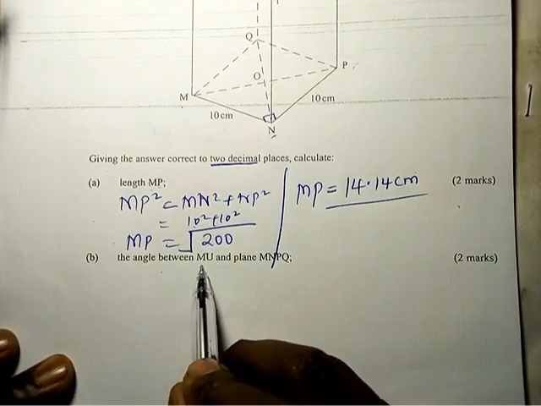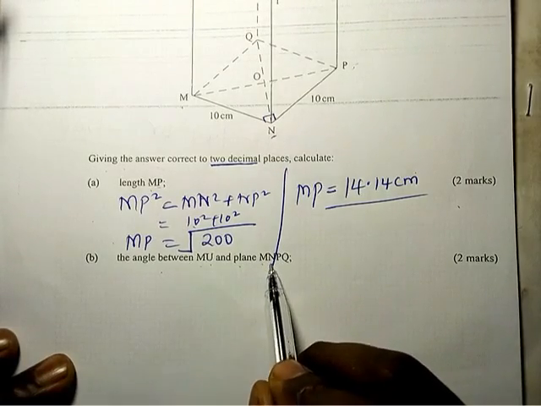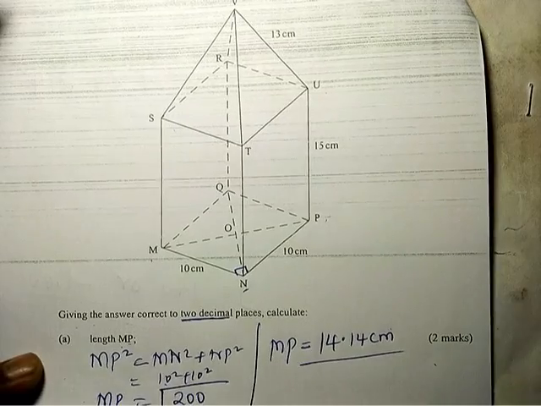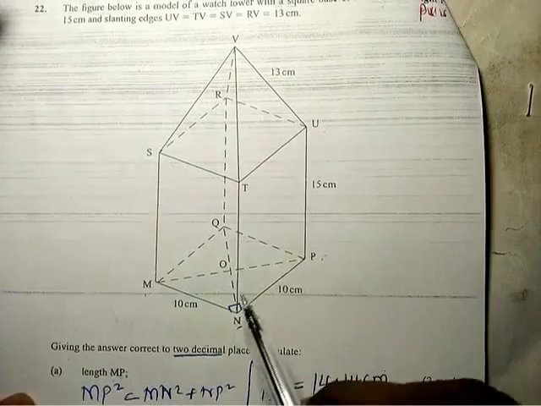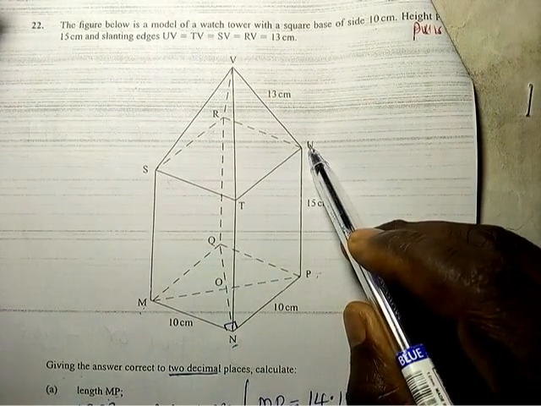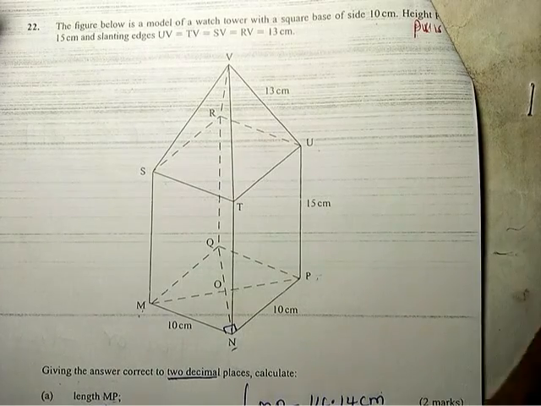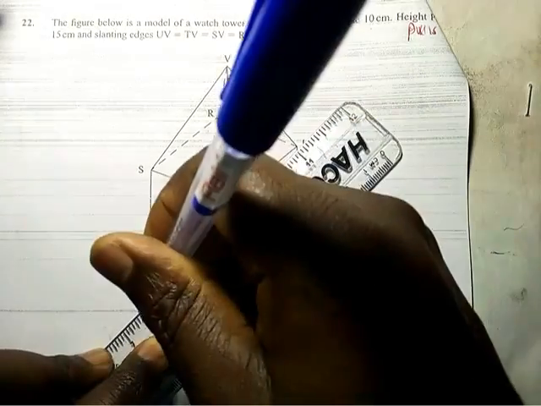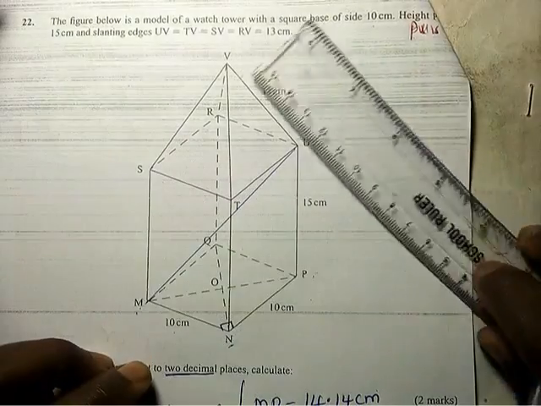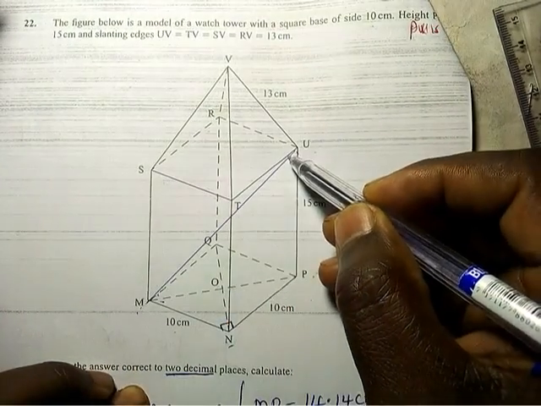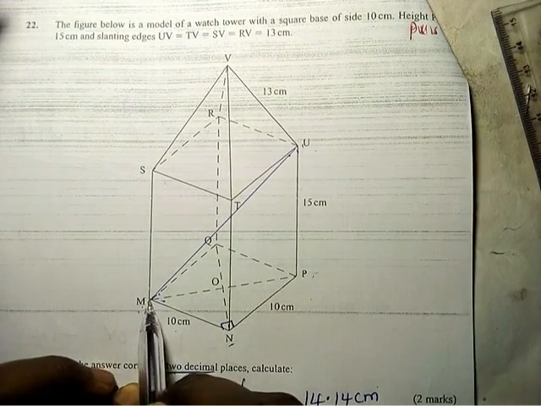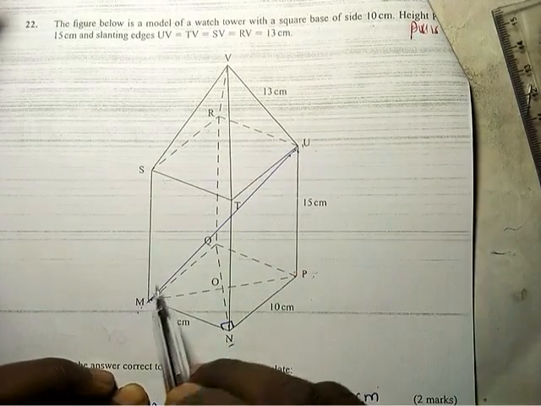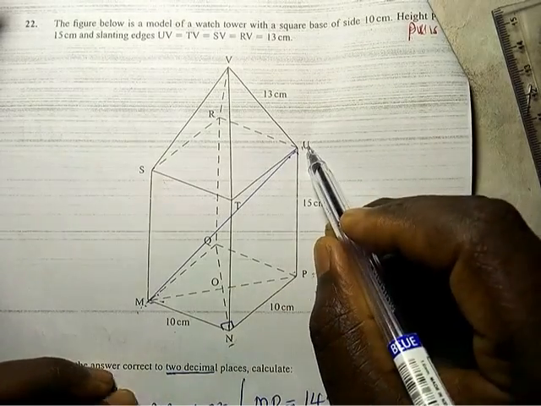The angle between MU and plane MNPQ. So let us see, the angle between MU, where is M? MU, you see? So if I draw MU this way, where will the shadow of MU fall? The shadow of MU will just be MP. Are you getting what I'm saying? The shadow of MU will be MP. That's very important.